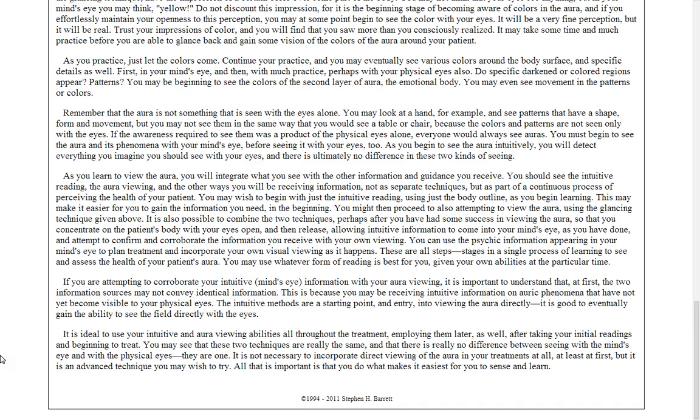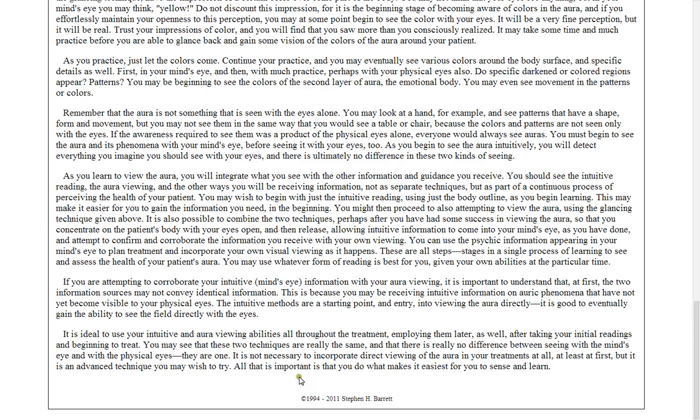It is good to eventually gain the ability to see the field directly with the eyes. It is ideal to use your intuitive and aura viewing abilities all throughout the treatment, employing them later, as well, after taking your initial readings and beginning to treat. You may see that these two techniques are really the same, and that there is really no difference between seeing with the mind's eye and with the physical eyes. They are one. We are all one. It is all one. There is only one.